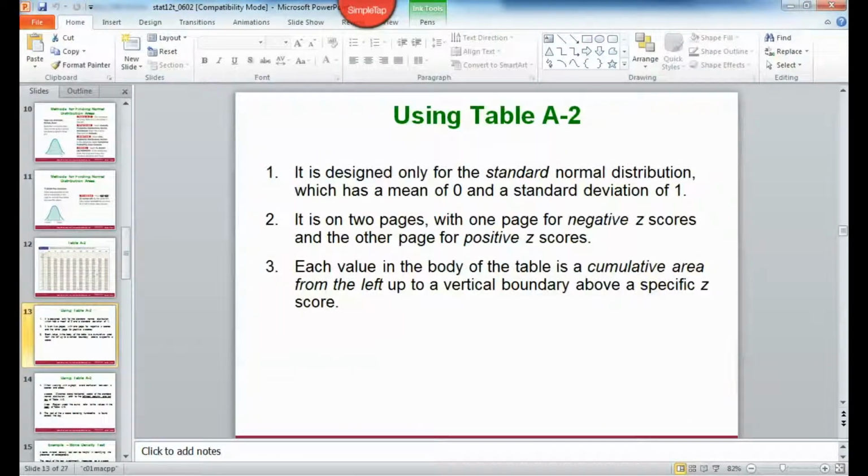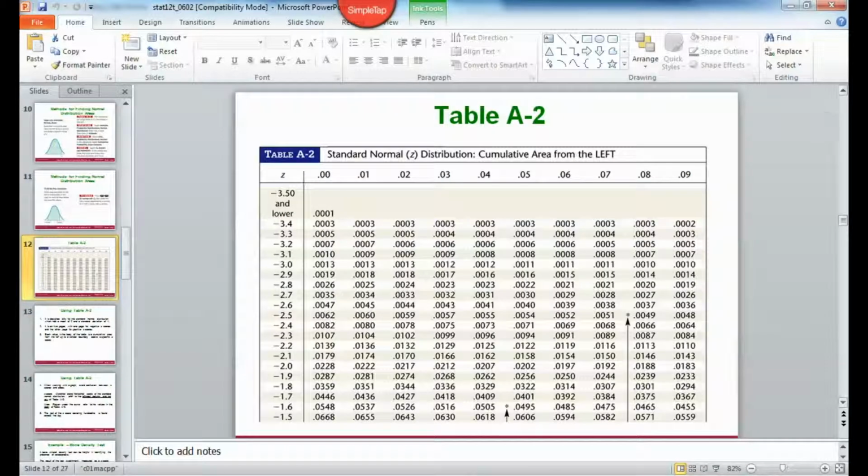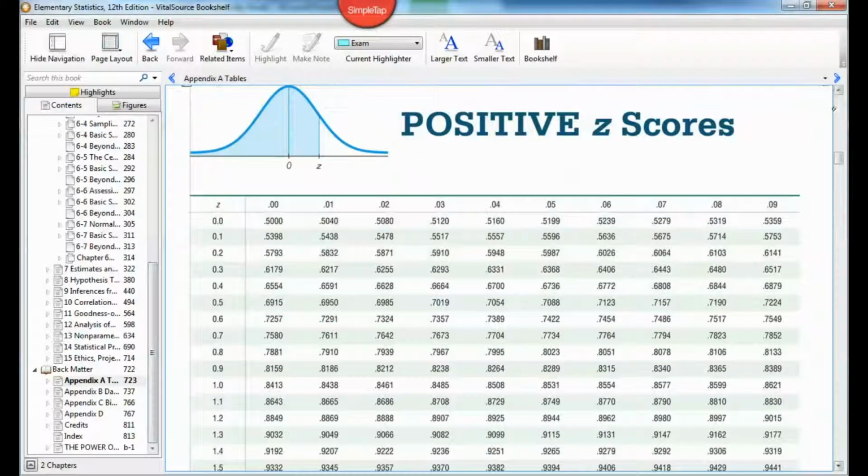All right, so our table is designed only for the standard normal distribution, which has a mean of 0 and a standard deviation of 1. It is on 2 pages. Each value in the body of the table is the cumulative area from the left up to a vertical boundary above a specific z-score. All that means is the table is cumulative from left to right.